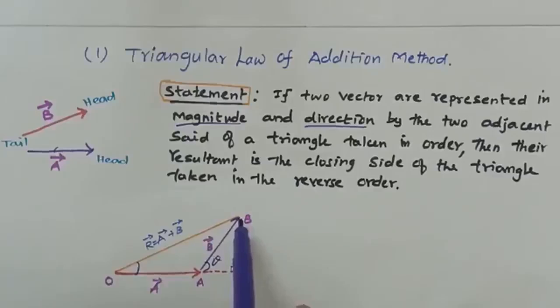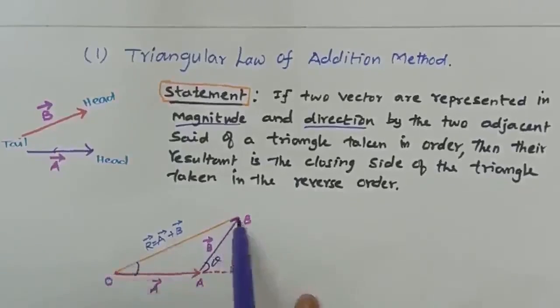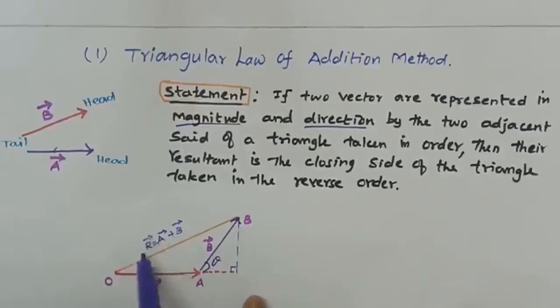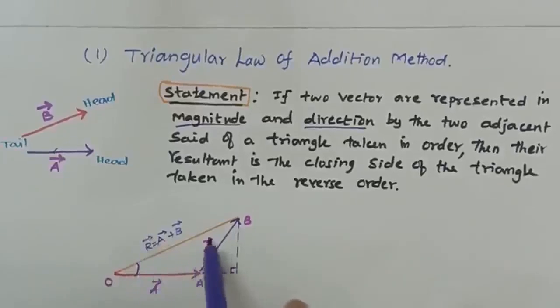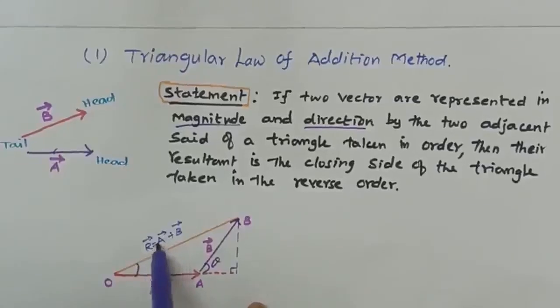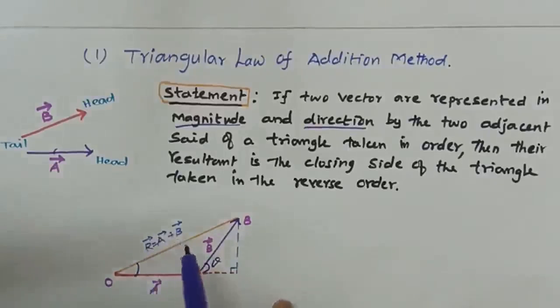Are you clear, children? Head of the vector B, vector OB, is equal to R vector. R is the sum of the vector A and vector B. Thus R vector is equal to A vector plus B vector. Are you clear, children? This is an important one. The resultant vector R is equal to A vector plus B vector.